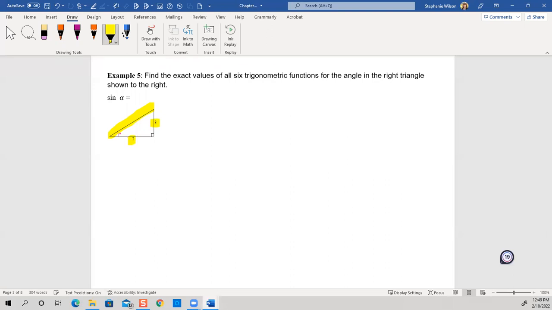So if it helps you, I would go ahead and label this. There we go. I got x and y. So we got to find out what r is. R is the square root of x squared plus y squared. So my x is 7, my y is 3. 7 squared is 49 plus 3 squared is 9. 49 plus 9 is 58. So I have the square root of 58 and nothing factors out.